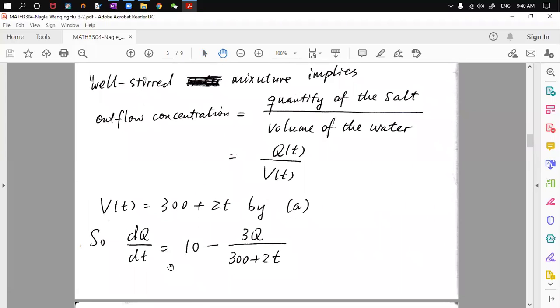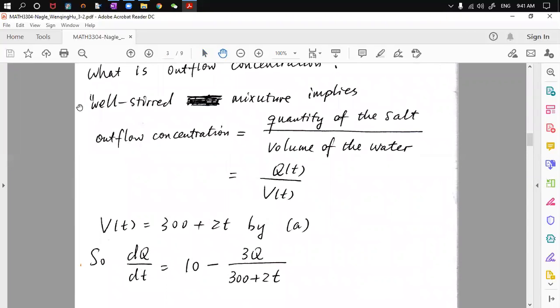So the important thing is that once you have this notion of a well-stirred mixture, it implies that the outflow concentration is the quantity of the salt at time t divided by the volume of the water at time t, which will be the concentration. So that's a nice way to present such a concentration.